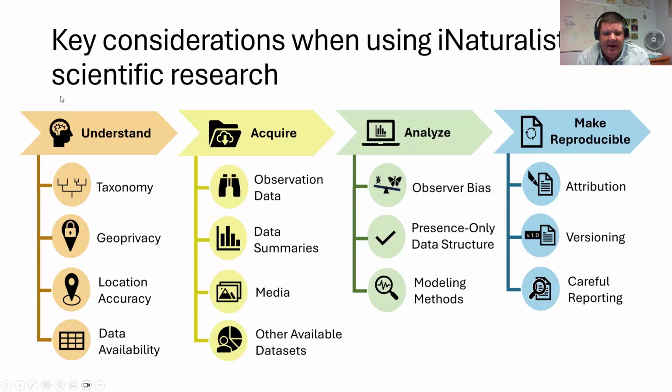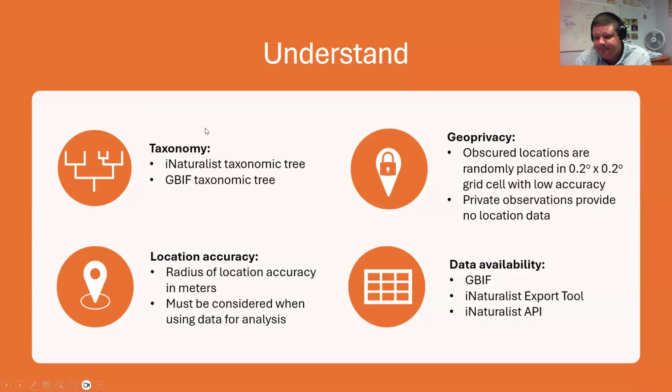In one regard, it seems easy. iNaturalist is a presence-only citizen science data set, but there's so many idiosyncrasies when you have this massive data set with 85,000 observations submitted per day and growing rapidly, that in order to use that meaningfully, you have to be pretty well versed in it.